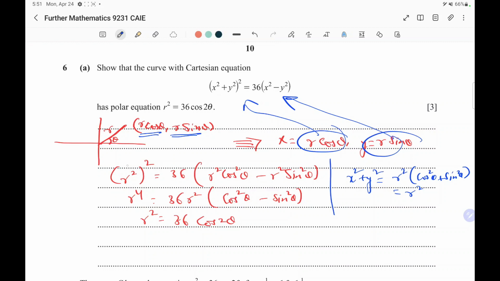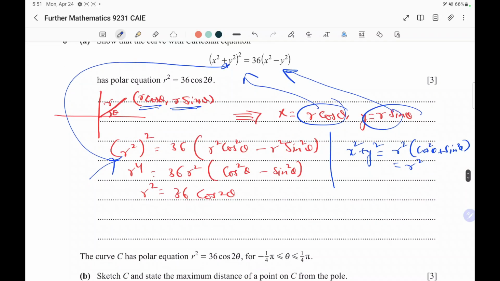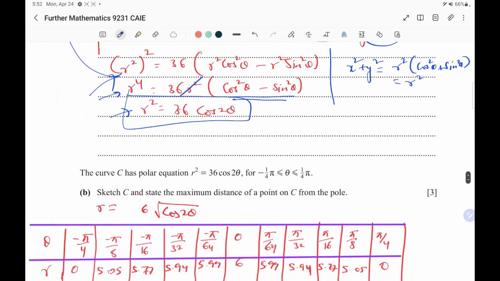So here you will get r square whole square, which you can see, then 36, r square cos square minus r square sine square. So r to the power 4 equals 36 r square common, cos square minus sine square. Cancel one r square, r to the power 4 over r square, which is r square. And cos square theta minus sine square theta is cos 2 theta, so 36 cos 2 theta. So here we got the answer.